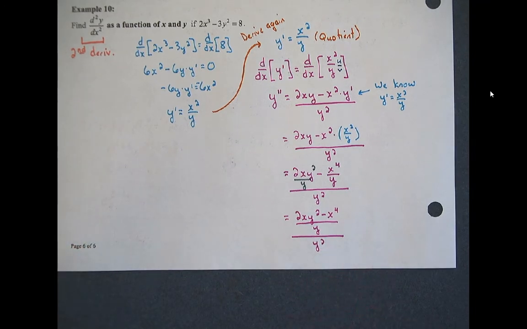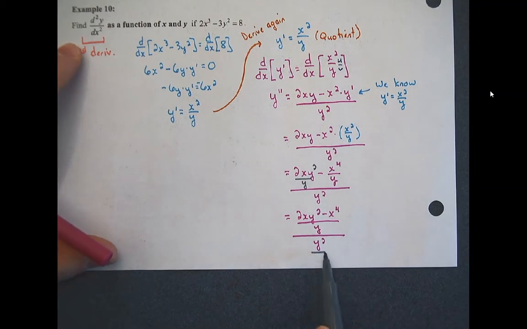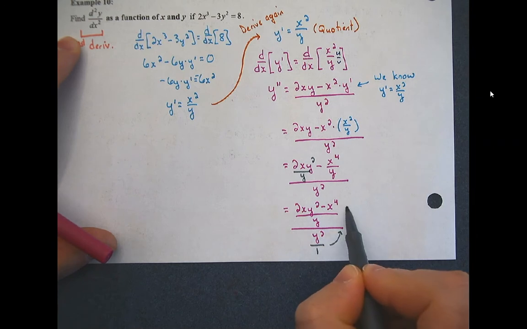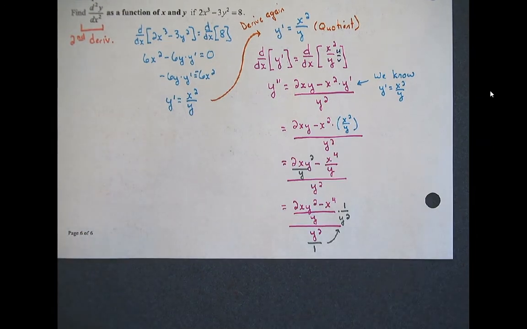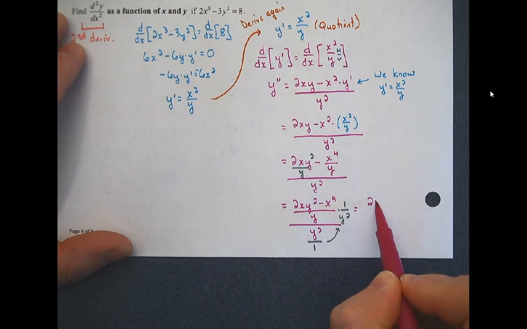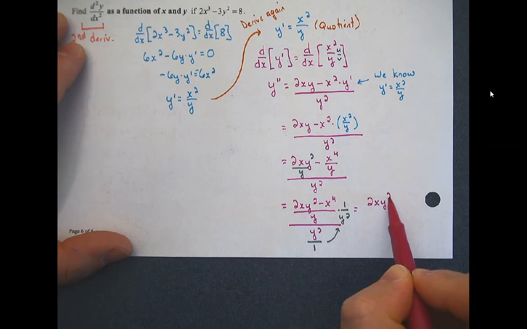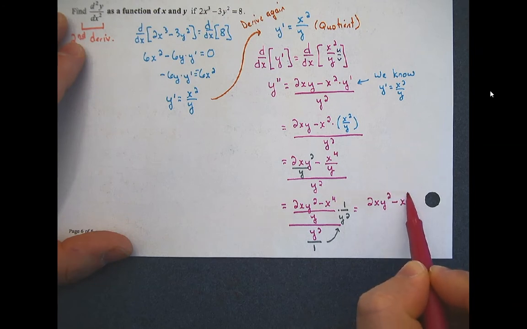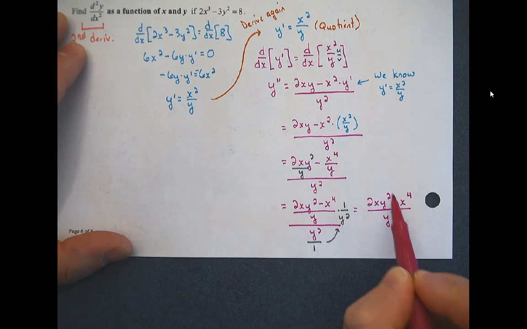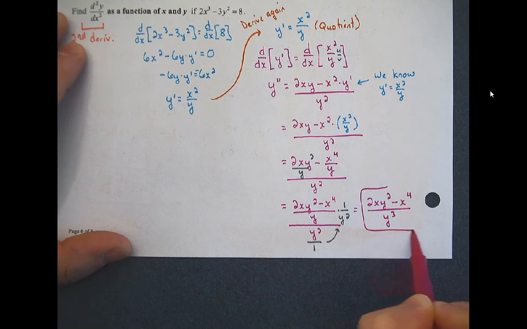Everybody knows that we can't divide a fraction by anything, so we make the other thing into a fraction and flip it over. So that becomes 1 over y squared. And we would get our second derivative to be 2xy squared minus x to the fourth, all over y cubed. And that's what I'll box in. There's my second derivative.